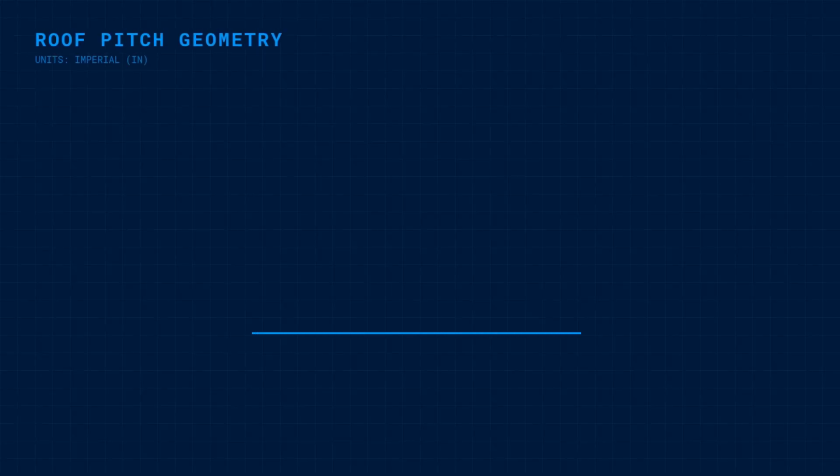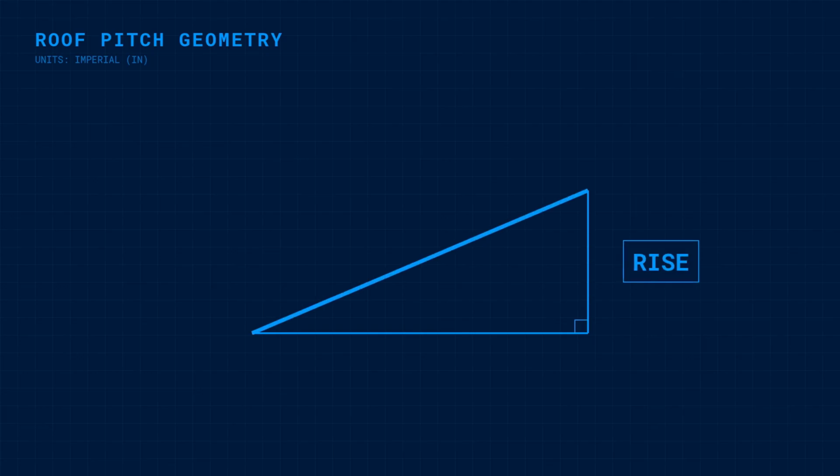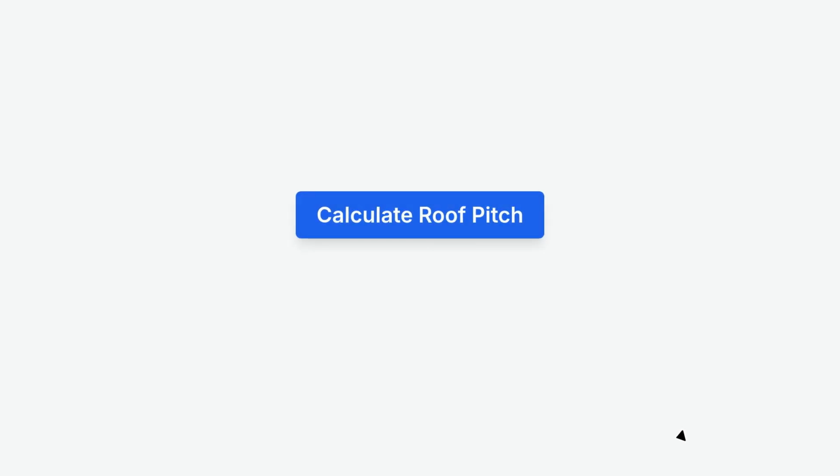Below that, you have two input fields. The first is rise, which is your vertical distance. The second is run, which is your horizontal distance. Once you've entered these values, click the Calculate Roof Pitch button.